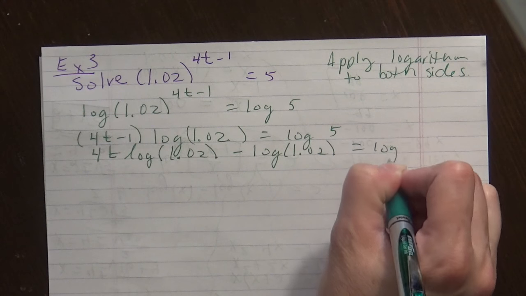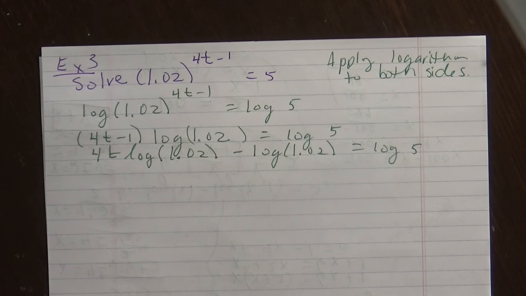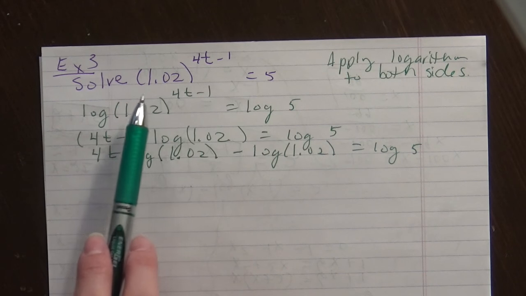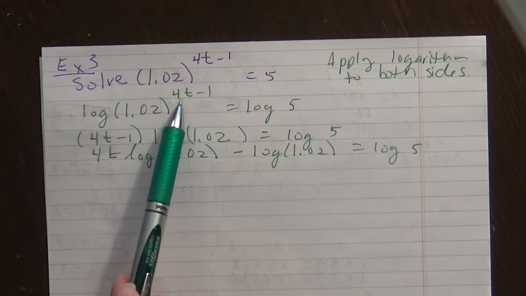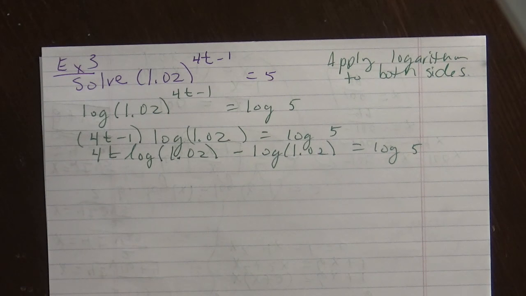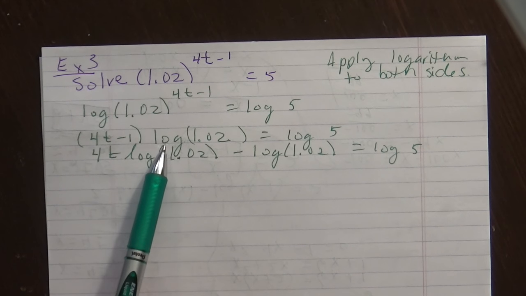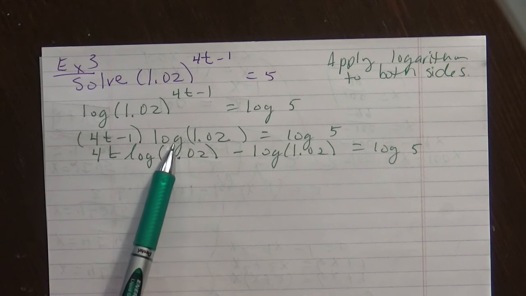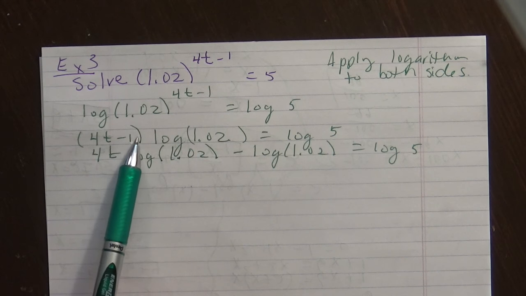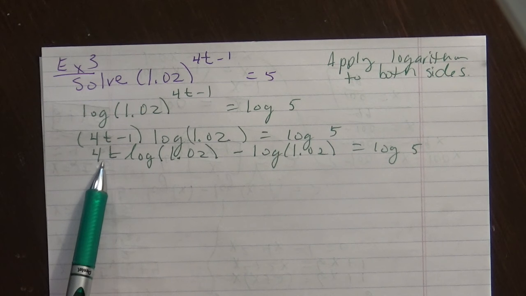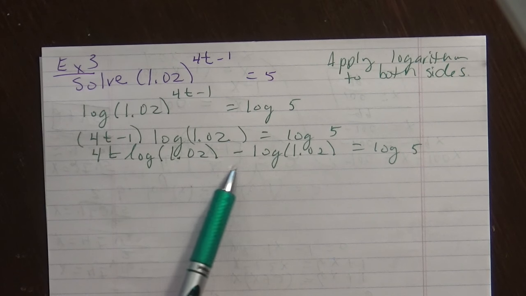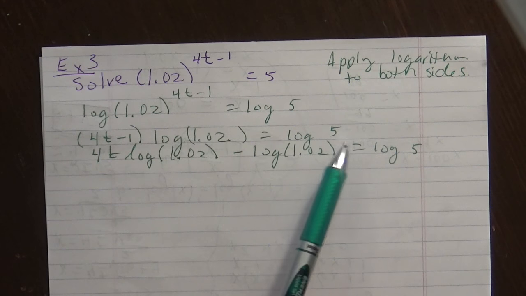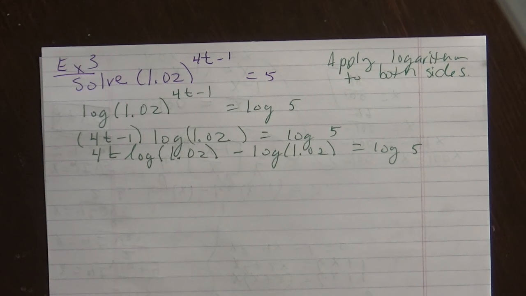Equals log 5. So all I've done, I've applied a logarithm to both sides of the original equation, and then the logarithm allowed me to use my power rule to bring my exponent to the front as a coefficient. Once I did that, I distributed this irrational number, log 1.02, through my binomial. So that gave me 4t times the log of 1.02 minus 1 times the log of 1.02 equals, then the right side is log 5.